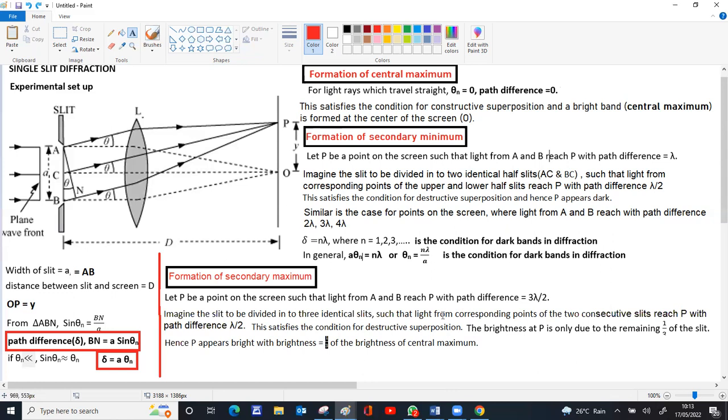Now, similarly, if you take another section between 2 lambda and 3 lambda, that is 2.5 lambda, which is 5 lambda by 2. So imagine the whole slit to be 5 sections with lambda by 2 path difference. Out of that, 4 consecutive sections pair up, and the intensity gets cancelled off due to destructive superposition. The intensity on the screen will be only due to 1/5 of the intensity of the central maximum. So the same case for 5 lambda by 2, 7 lambda by 2: all will appear as 1/5 of the intensity of the central maximum, 1/7 of the intensity of the central maximum.